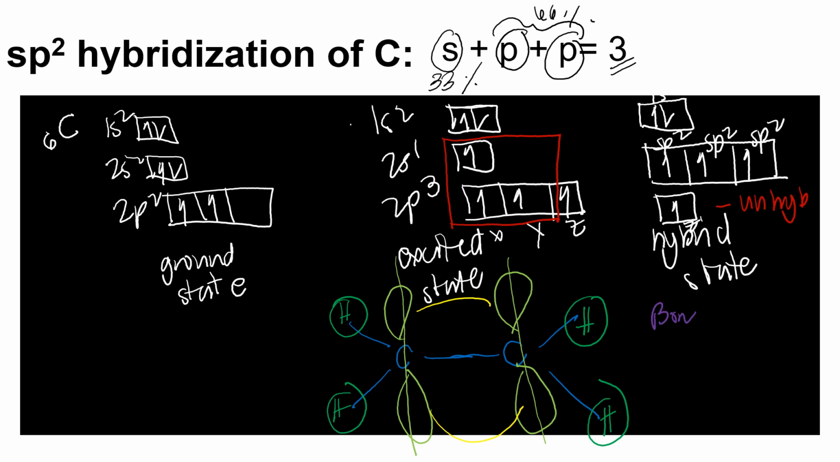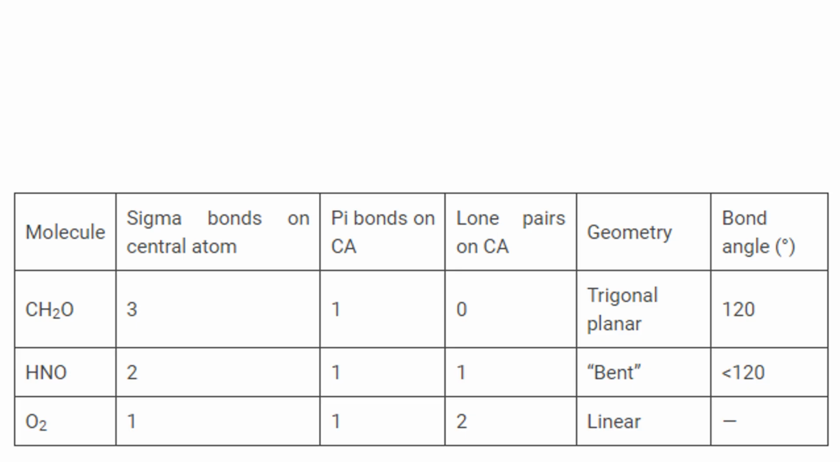Note that the bond angle for your sp2 hybridization of carbon is 120 degrees and the shape is trigonal. Okay, so this is another example of your sp2 hybridization in trigonal planar.